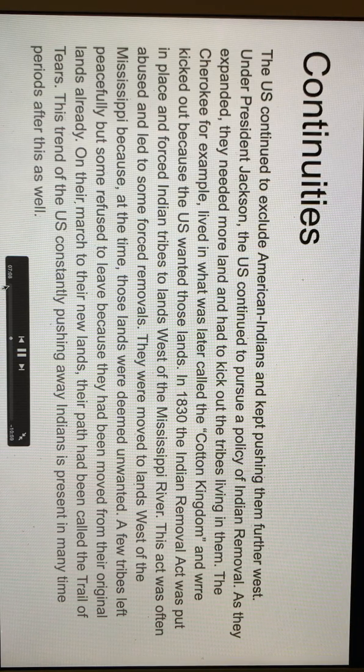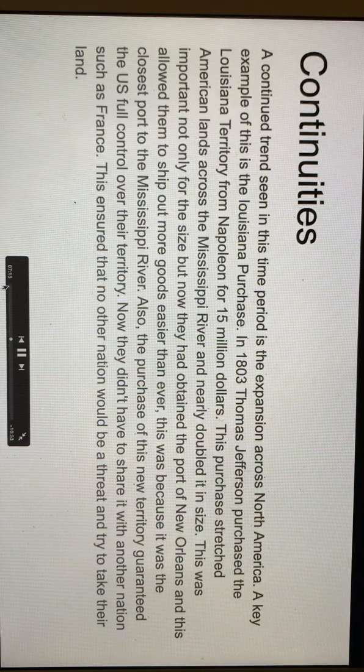With the Louisiana Purchase, the U.S. was able to expand westward greatly. With the purchase of this new territory, the U.S. was granted lands west of the Mississippi and nearly doubled its lands. These new lands were not only important because of the sheer size, but it also allowed the U.S. to access the port of New Orleans, that later allowed them to ship goods through the Mississippi River.